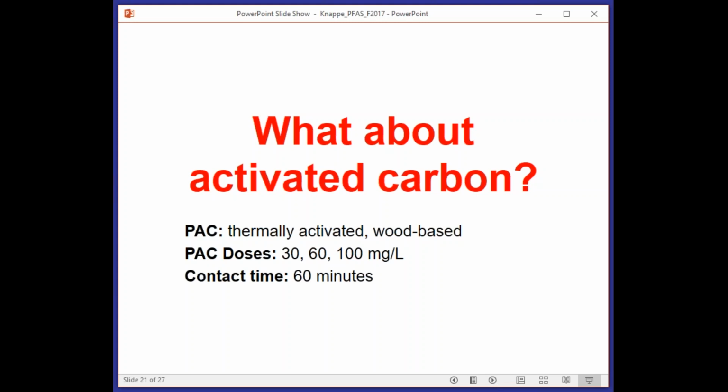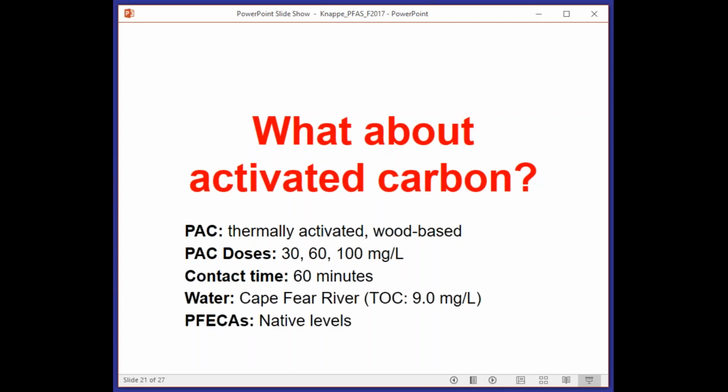These are maybe somewhat drinking water relevant carbon doses, but at the very high end. We just wanted to demonstrate whether carbon has a chance for some of these compounds. And so we conducted batch tests for 60 minutes of contact. And we did this in Cape Fear River water that actually has quite a high TOC, in this case 9 milligrams per liter.